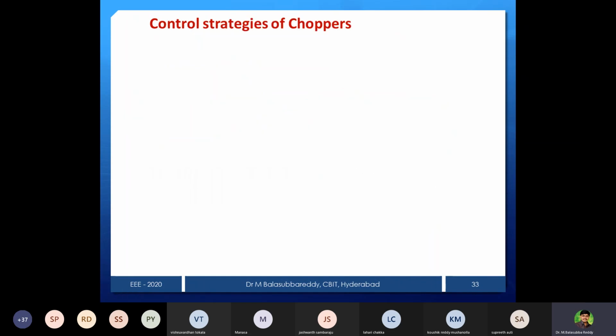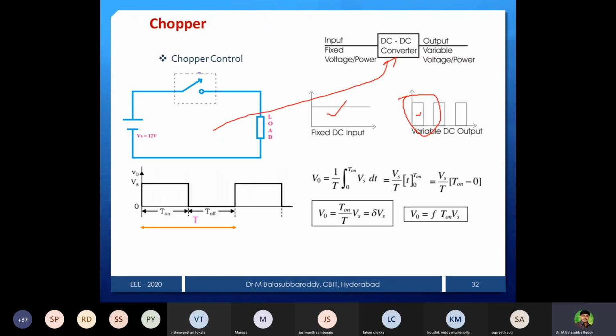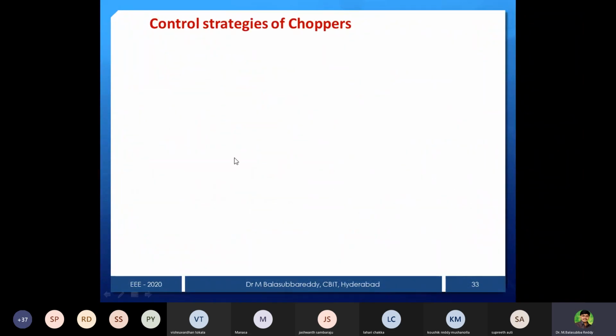Now there are control strategies of a chopper also. Control strategy means how this T on by T will vary. Whereas in the phase control rectifier, what you have is alpha: R triggering, RC triggering, UJT triggering, RAM triggering, like that. We used some control strategies there. Now here the control strategy is for delta, and how delta is going to be controlled makes use of this control strategy.